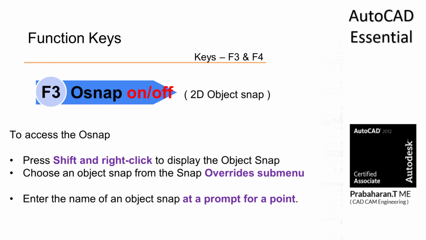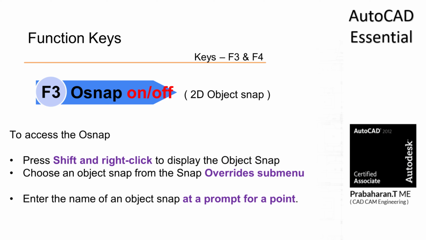Snap in the sense is just like how we are capturing the image in the camera by snapping. Similar way, we are going to hold or catch the particular object properties which are available on the screen. This is called object snap. The same F3 button is used to switch it on as well as off.